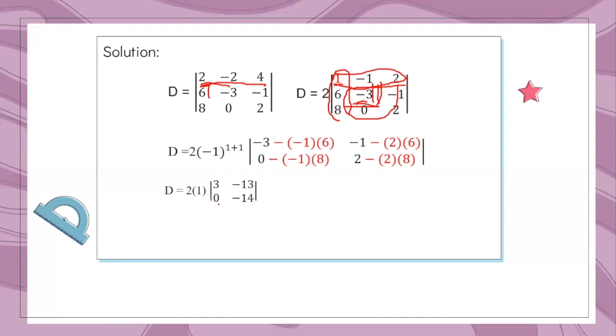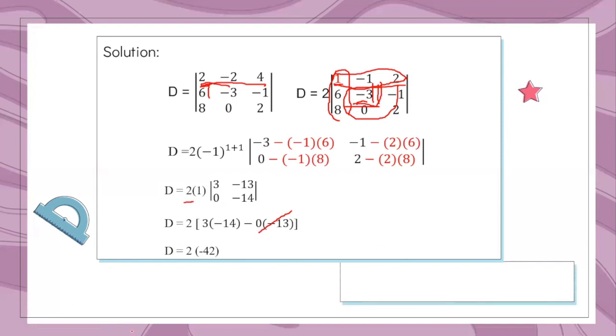Then, after that, we use our upward and downward diagonals. 2 times 1 is 2. And 3 times negative 14 minus 0 times negative 13. So, it would be 0. 3 times negative 14 is negative 42. 2 times negative 42, and our final answer would be negative 84. There.